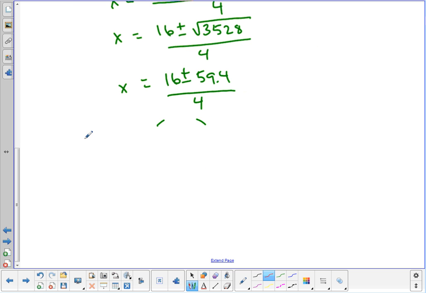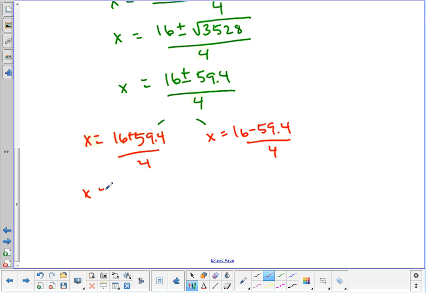I split it into x equals, this is why you have a lot of space on this page, by the way, for this question. Oops, not 16. So plus 59.4 divided by 4, and x equals 16 minus 59.4 divided by 4. Well, for this one, I get approximately, and I suppose I should have had approximately up there, I get approximately 18.85. Over here, I get x is approximately equal to negative 10.85.